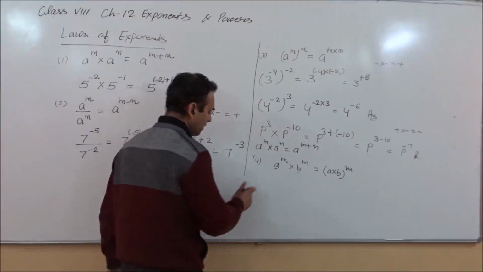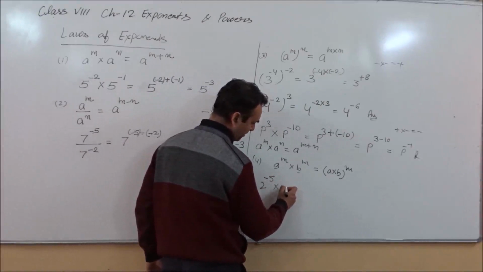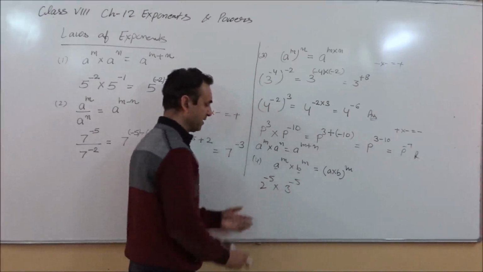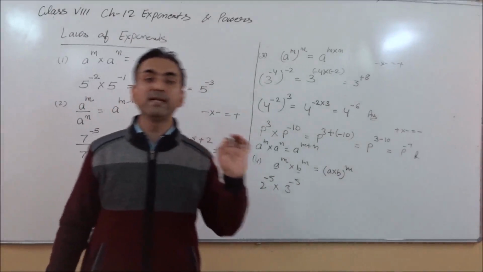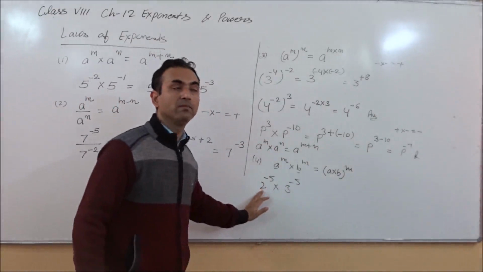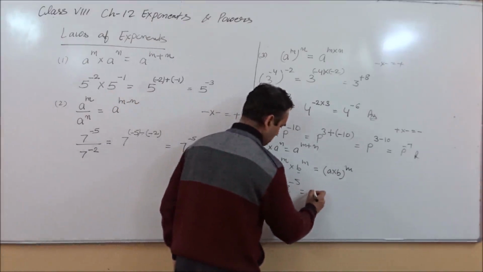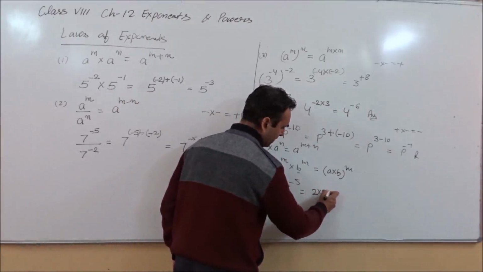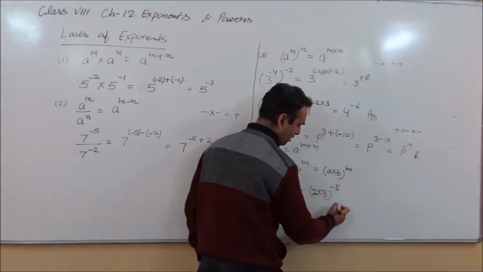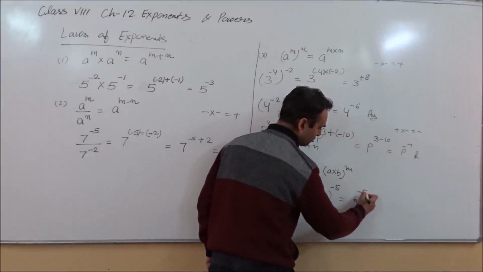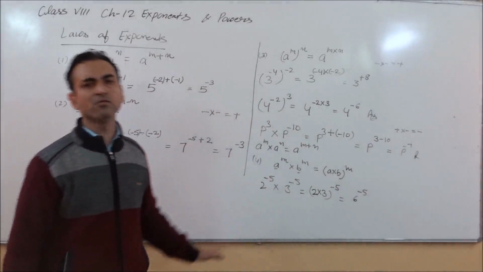Let's take an example like 2 raised to minus 5 multiplied by 3 raised to minus 5. You can see the exponent is the same. In this formula, keep in mind that the exponent is the same, but the base may be different, or the same, no problem. So 2 into 3 together, 6, raised to the power minus 5. So you can see this is a very easy chapter.